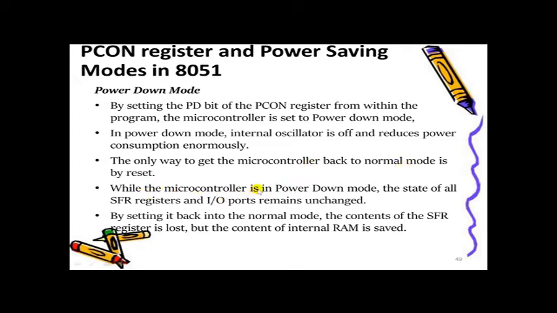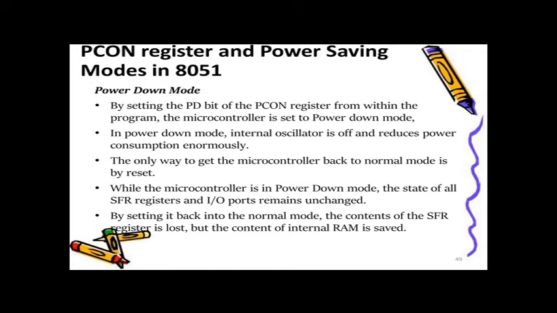While the microcontroller is in power down mode, the state of all special function registers and input-output ports remains unchanged. By setting it back into the normal mode, the contents of the special function registers are lost, but the contents of internal RAM are saved.